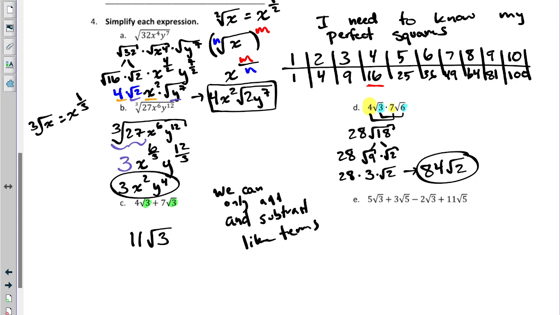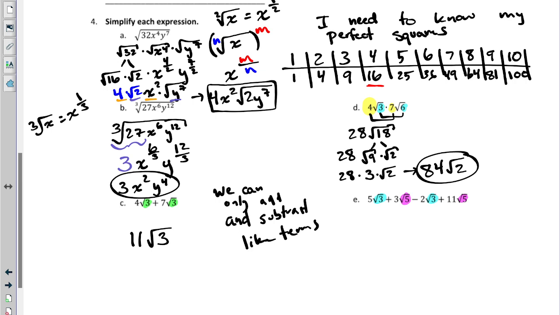Okay? Well, what about this? Notice in E, I have some things that are multiplied times the square root of 3, and some things that are multiplied times the square root of 5. I can only add the two things with the square root of 3 together, and I can only add the two things with the square root of 5. And so let's do that. Let's count up how many of each we have.